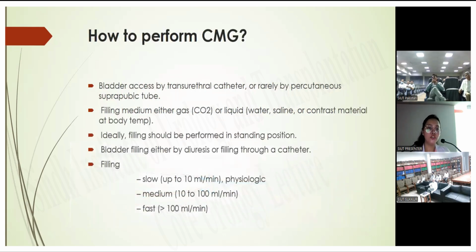Now, how to perform CMG? Bladder access will be by transurethral catheter, rarely by percutaneous suprapubic tube. Filling medium, either gas or liquid, that is water, saline or contrast medium at body temperature, will be used. Ideally, filling should be performed in a standing position. Bladder filling is either by diuresis or filling through a catheter.